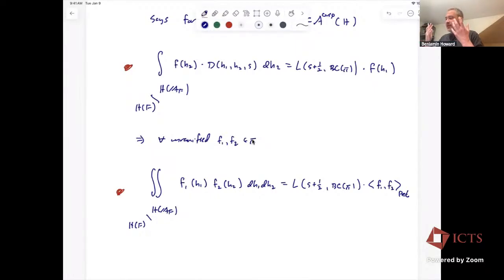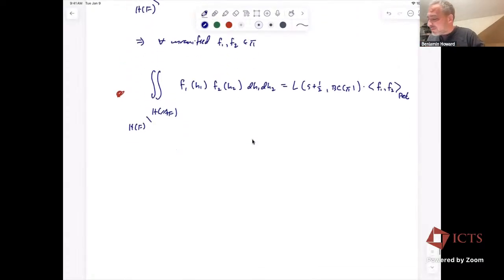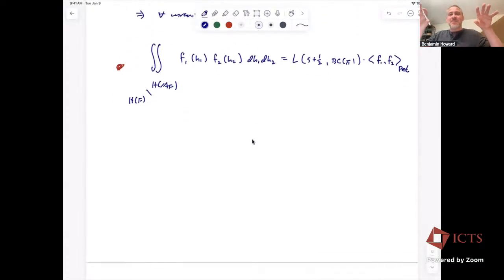If I have an automorphic form in two variables on my unitary group, it has sort of a double Fourier expansion. You can take Fourier coefficients in each variable. So the form on (H1, H2) has double Fourier coefficients.